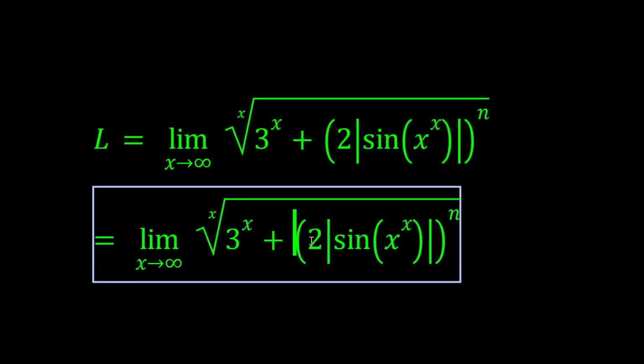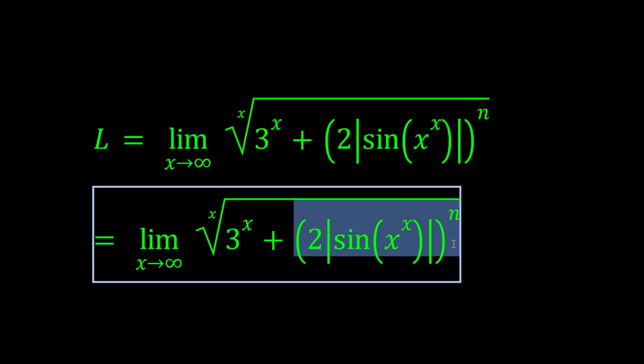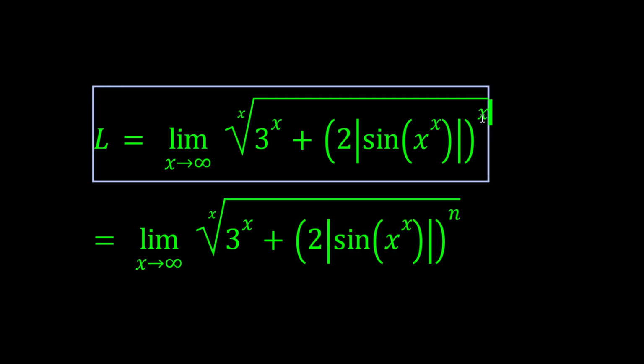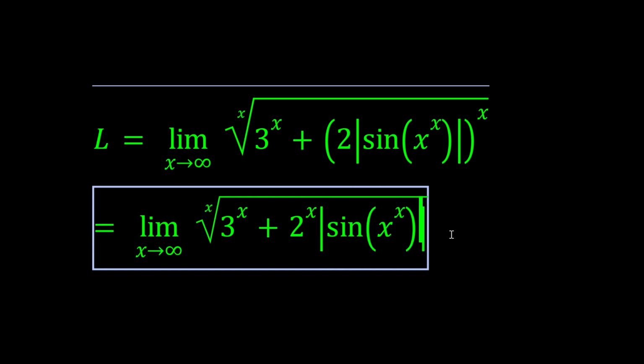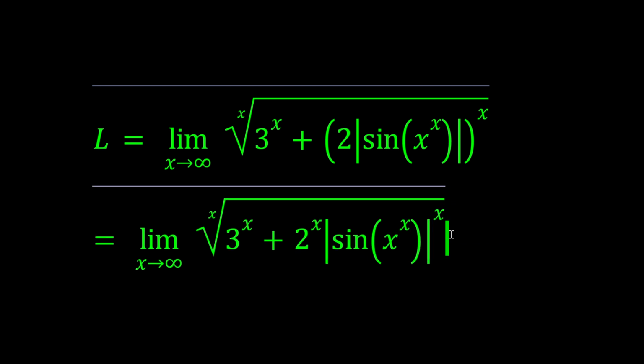What do we do with this limit? Well, firstly I want to expand this part out. Wait a minute, this was meant to be x, not n. Okay, my apologies. Anyway, so first I want to expand this part out as 2 to the x times the absolute value of sine x to the x, all to the x.